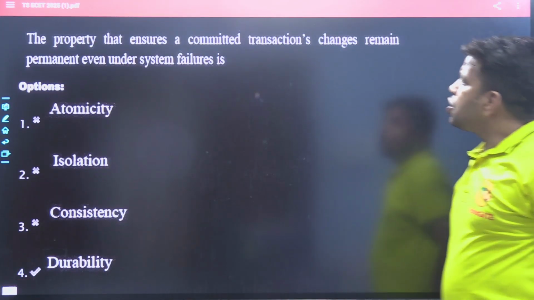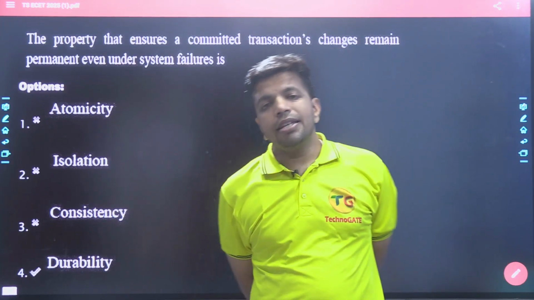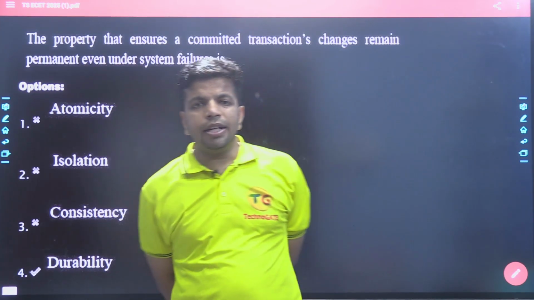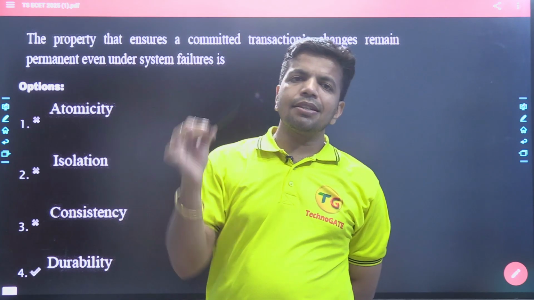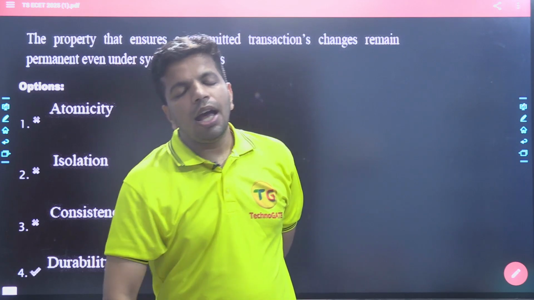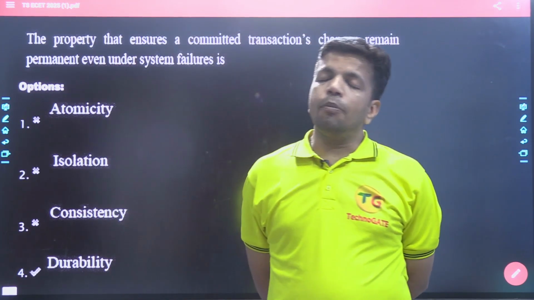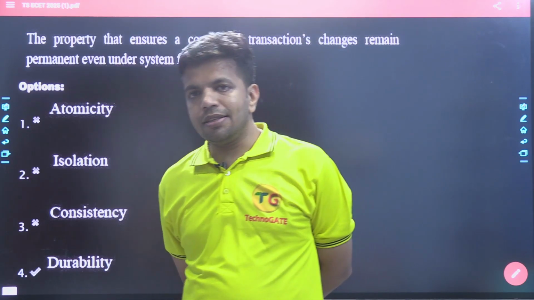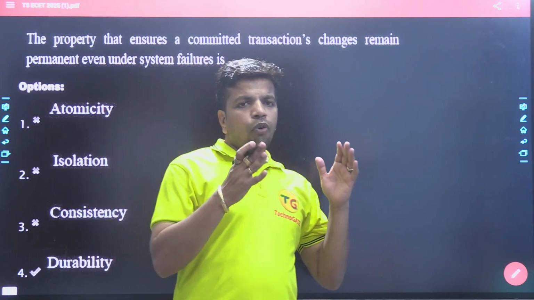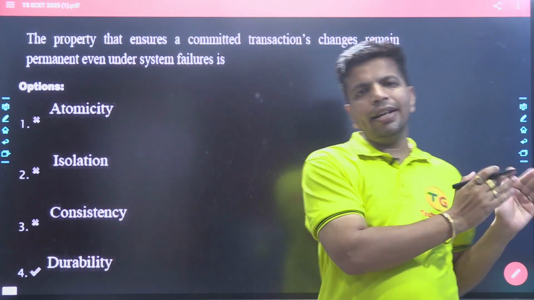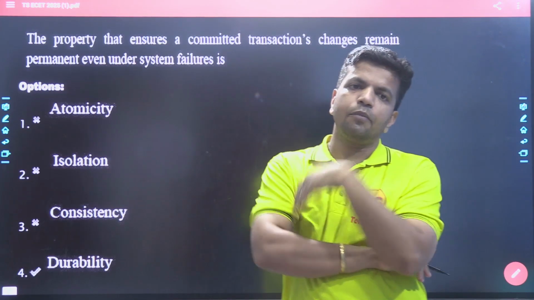The property that ensures a committed transaction's changes remain permanent even under system failure. See, a transaction should satisfy the ACID property. A for atomicity. Atomicity says that either the whole transaction is going to execute or not at all. C for consistency. Consistency says that before performing an operation, if your system is in one valid state, after performing the operation it should go to another valid state. That is consistency.